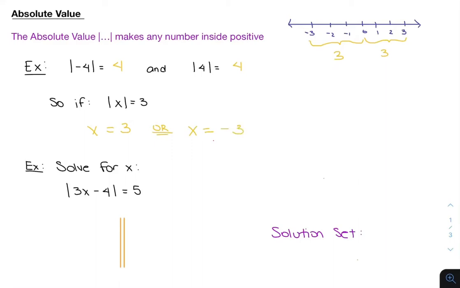This means that whenever you're solving absolute value equations, you have two cases. One, where the inside of the absolute value is set equal to the original. And for the second case, the inside of the absolute value is set equal to the negative case.